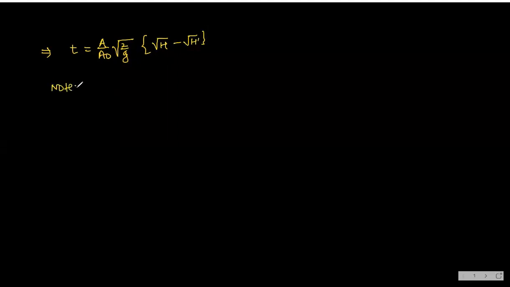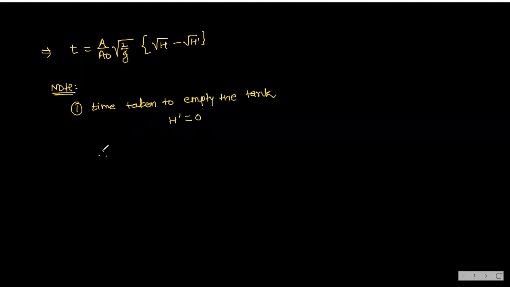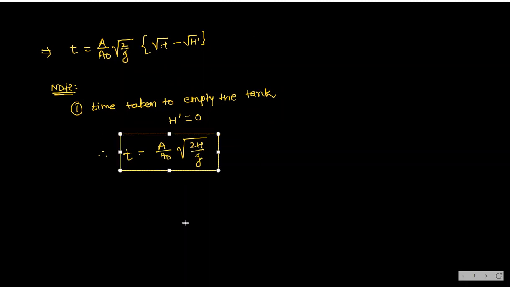Now note point number 1. Time taken to empty the tank. Empty the tank means here h dash should be equal to what? 0, because the level should fall to 0. Yes, no? And therefore, time t is equal to a by a naught under root 2h by g. Yes, no? Clear?